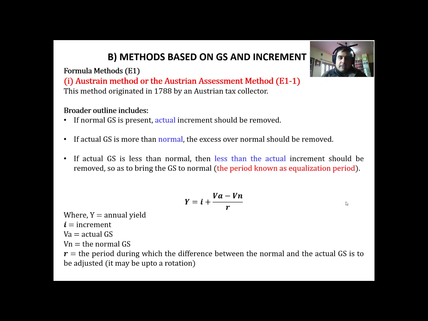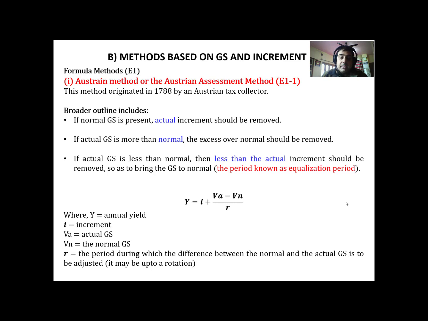Now it's broadly based on three things: if your growing stock is normal, the actual increment should be removed; if your growing stock is more than normal, the excess over the normal should be removed; and if the actual growing stock is less than normal, less than the actual increment should be removed. You should consistently strive to bring your forest to normality, and the period you take to get that forest into a normal forest is called the equalization period.